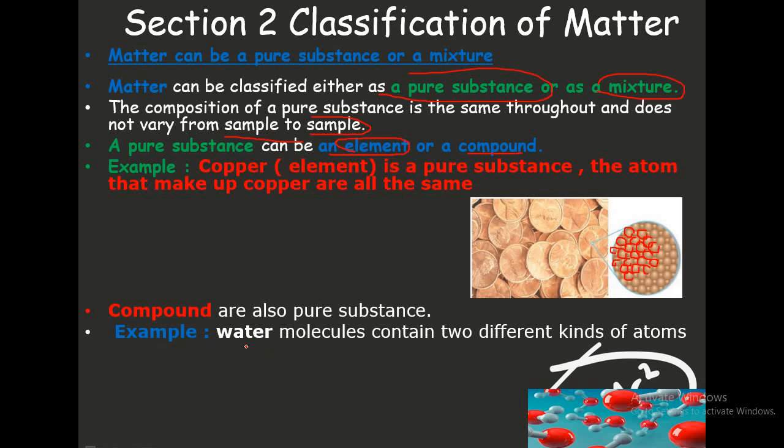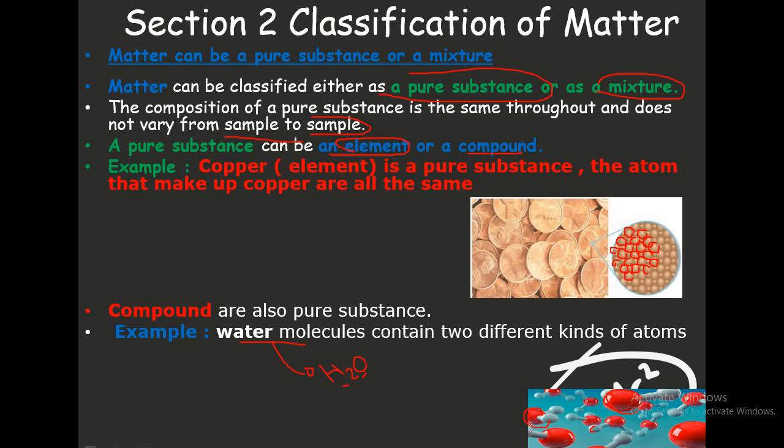For example, the water molecule H2O is made up of only two kinds of atoms, hydrogen and oxygen. So it's a compound and also a pure substance. Why? Because when we get two samples of water molecules, you observe the atoms that make up the two samples are the same, they do not vary, so it's a pure substance.